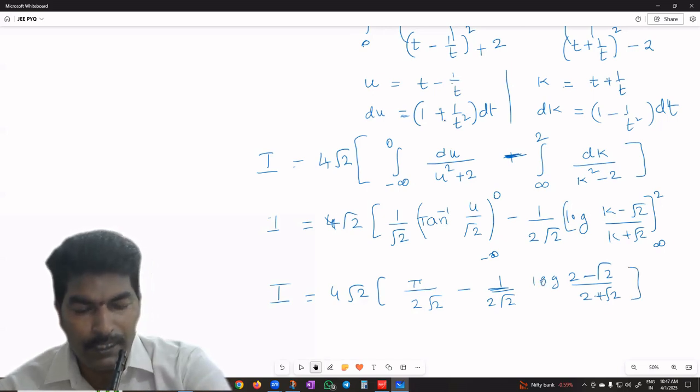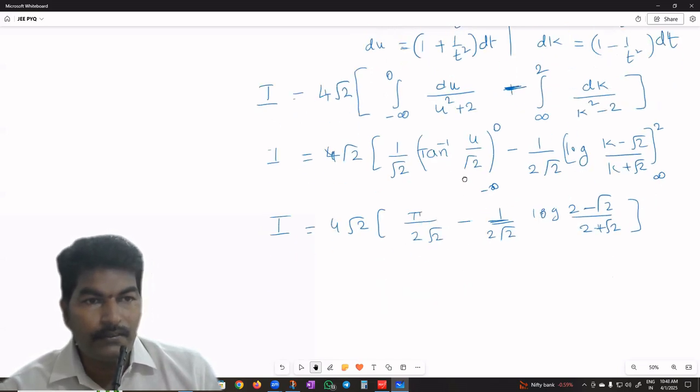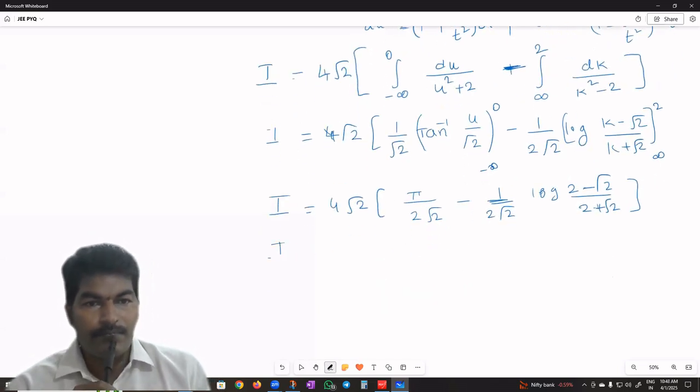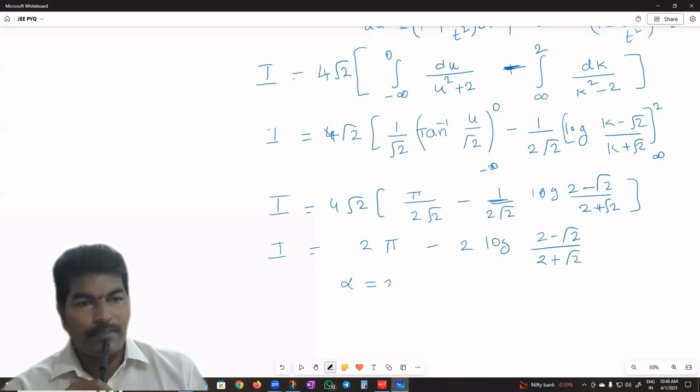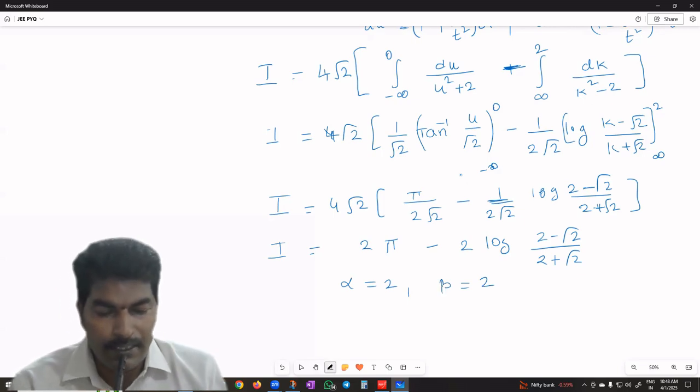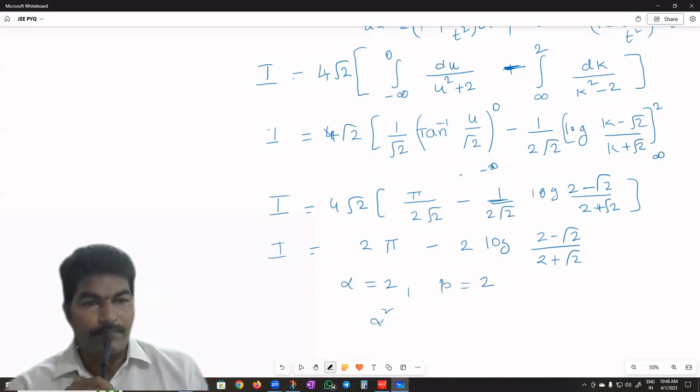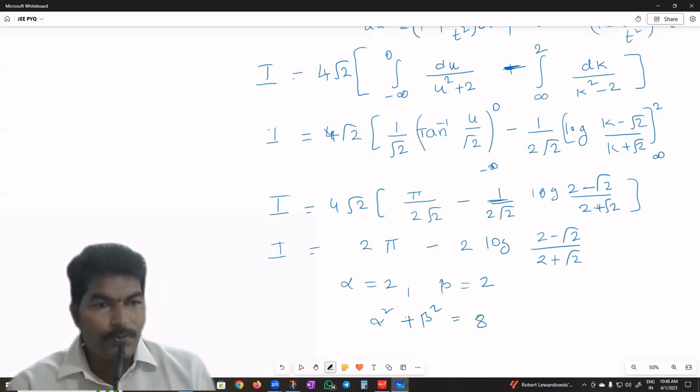Okay. Now if you multiply with 4 root 2, what you can see, so root 2 cancels, so it will be 2 pi minus root 2 cancel, again 2 log 2 minus root 2 divided by 2 plus root 2. And beta is also 2 for this problem, alpha is 2, beta is 2, and they are asking alpha square plus beta square. It will be 2 square plus 2 square, which is equal to 8. Answer.